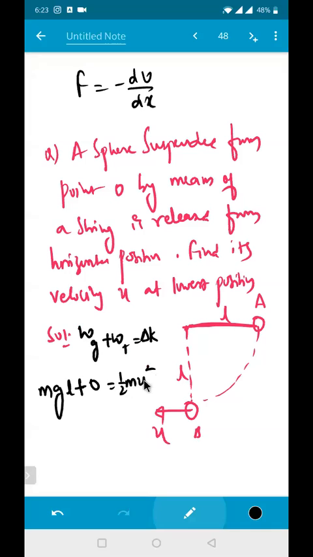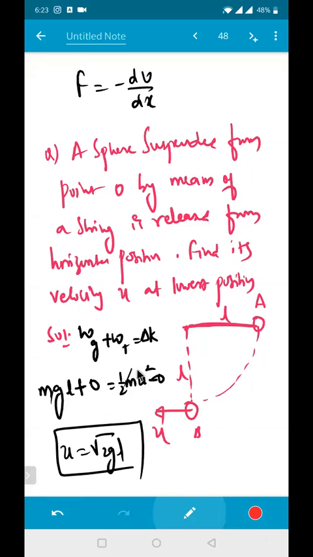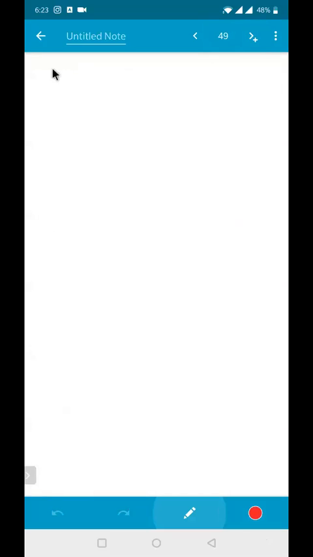Final velocity u; initially it is released, so the initial velocity is 0. So everywhere mass gets cancelled. So u is equal to how much? Under root of 2g into L. This is how we are applying the law of conservation of energy, the work energy theorem, basically, isn't it? So let me give you one more question so that you can do it in a better way.